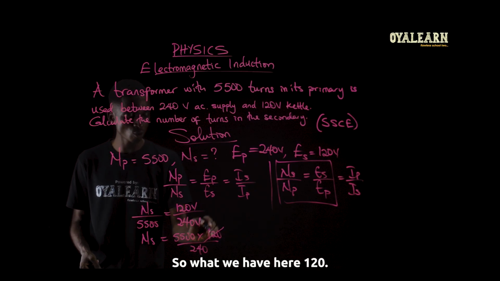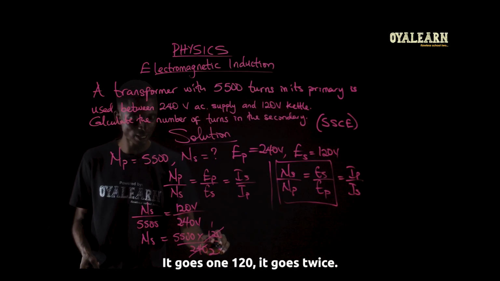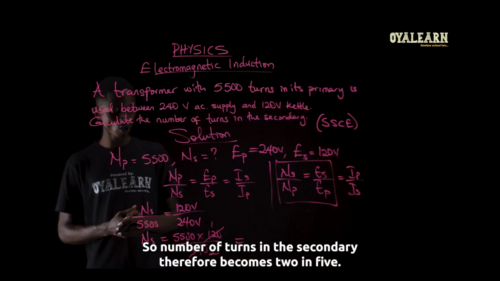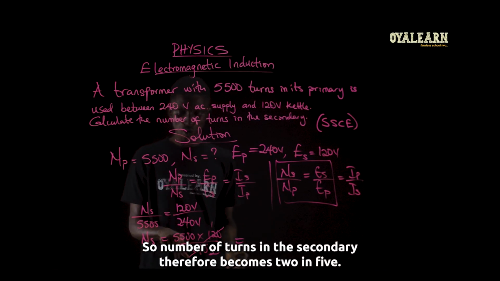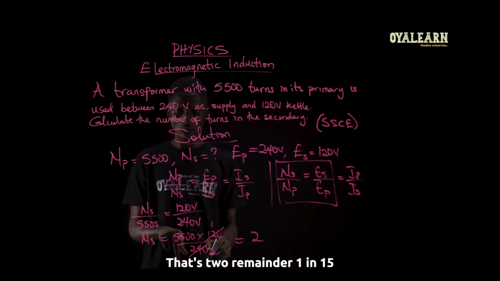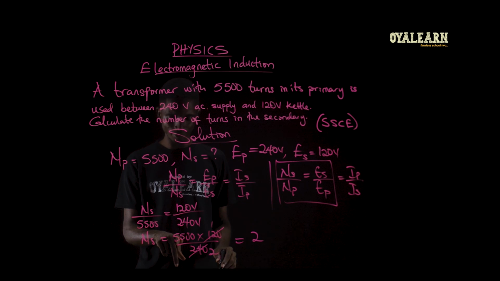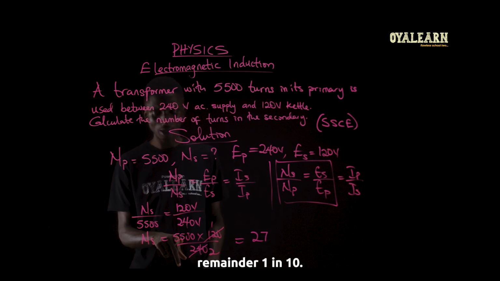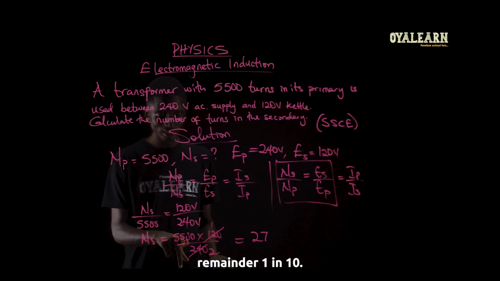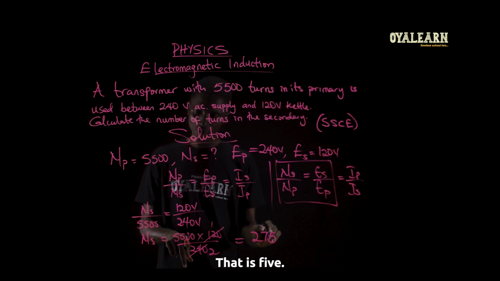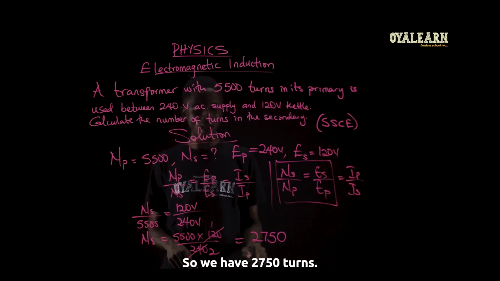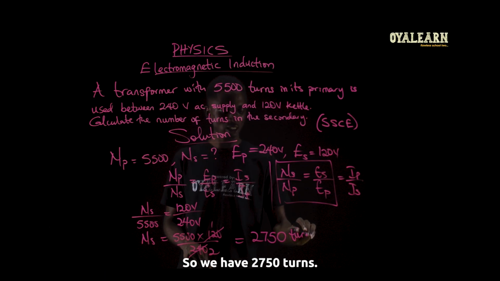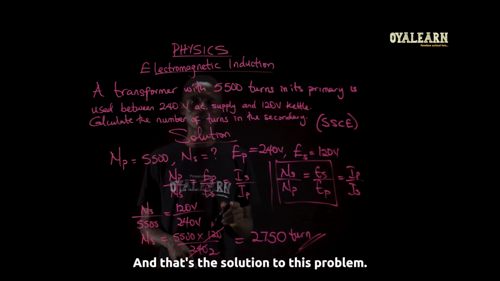So what we have here is 120 here goes once, 120 here goes twice. So we have 5,500 divided by 2. So number of turns in the secondary therefore becomes: 2 in 5, that's 2, remainder 1. In 15, that would be 7, remainder 1. In 10, that is 5, no remainders, and in 0, 0. So we have 2,750 turns. And that's the solution to this problem.